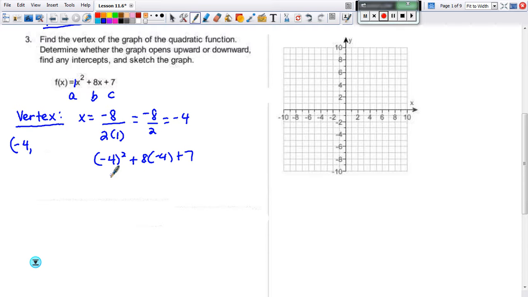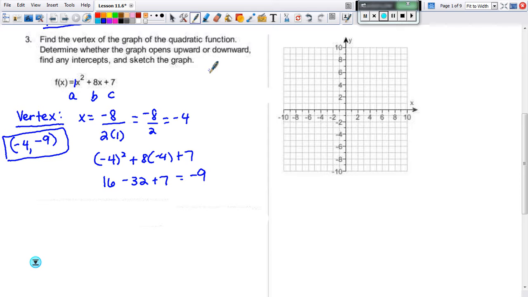So negative 4 times negative 4 is positive 16. 8 times negative 4 is negative 32 plus 7. So that's negative 9. Okay, so the vertex is negative 4, negative 9.